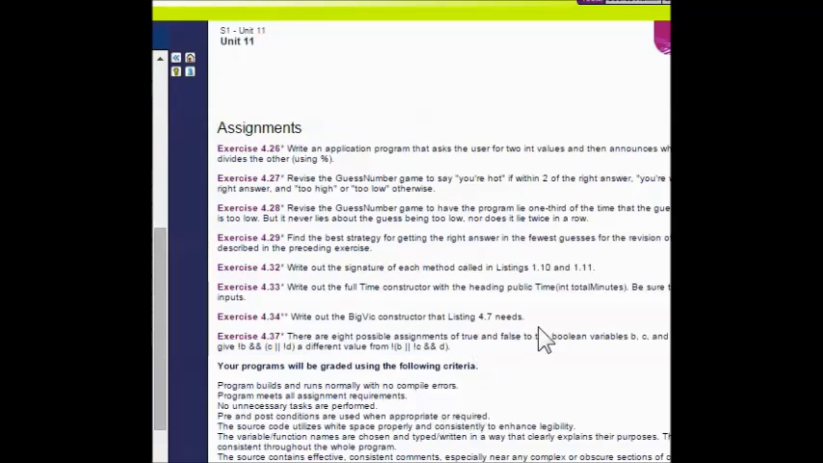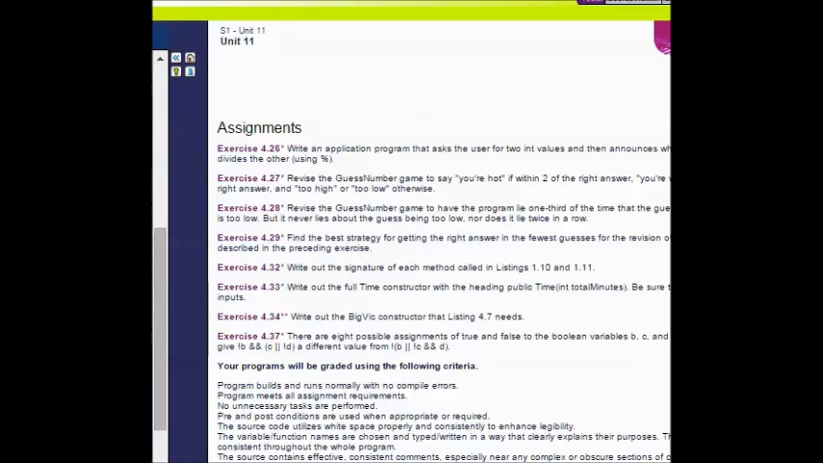So exercise 434 says write out the Vic constructor that listing 4.7 needs. I'd like to remind you that if you're going to compile this, obviously you need to go to your chapter 3 stuff in order to compile it with your VICs. But you can include it separately as a text file, as long as you make sure it compiles before you send it to me, okay?